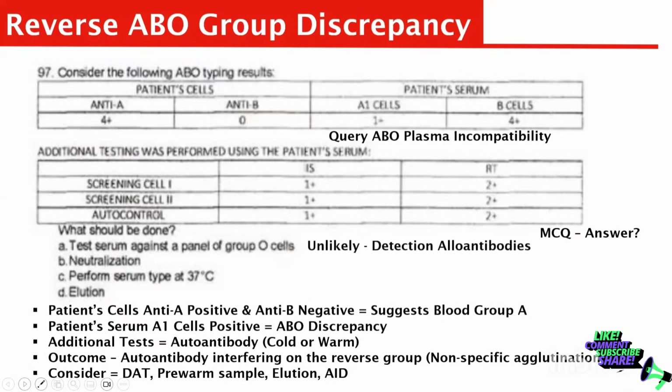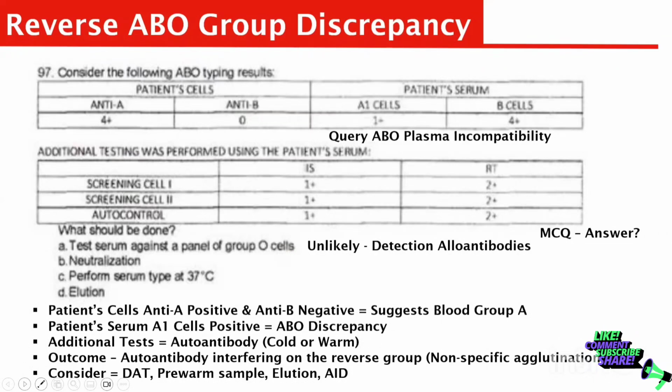So first of all, they gave us the A option, which is saying that we should test the serum. What should be done? Should we test the serum against a panel of group O cells? Should we test the serum against the panel of group O cells?